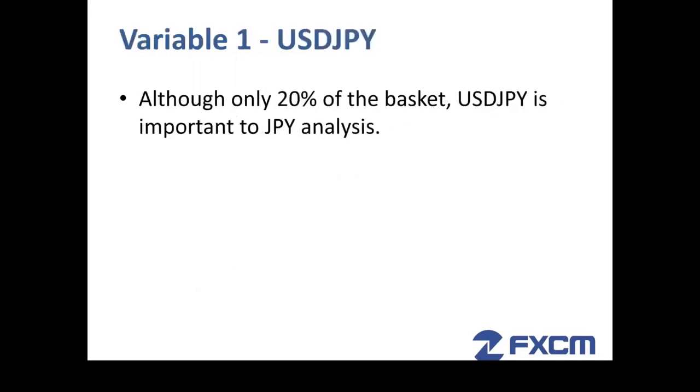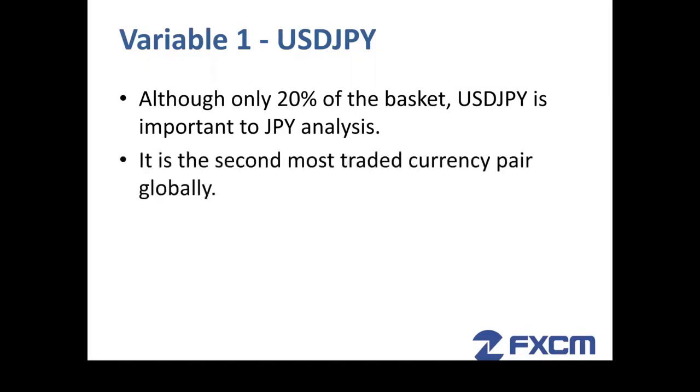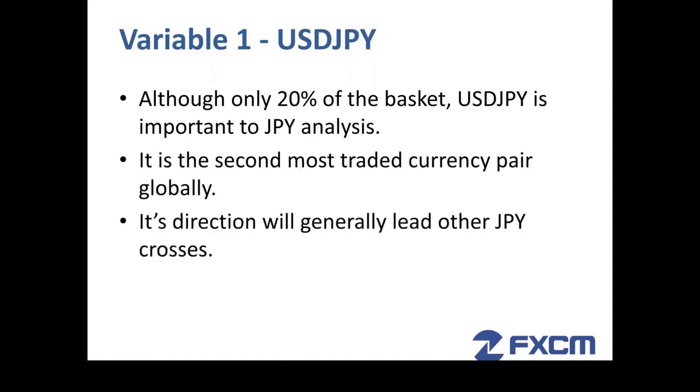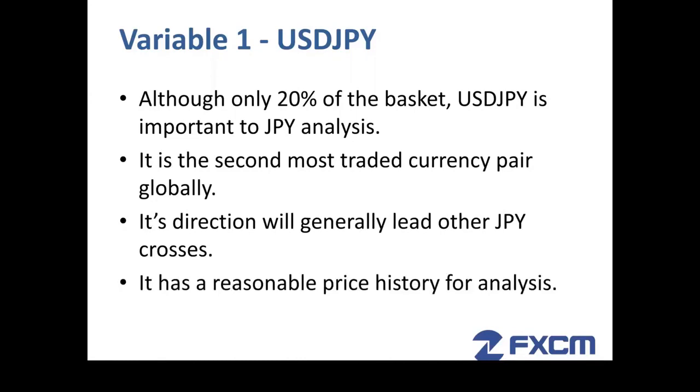Now, there are effectively 3 variables we're going to look at in this presentation when looking to trade the Japanese yen. The first variable is the US dollar Japanese yen. Although it's only 20% of the basket, the US dollar Japanese yen is important to general Japanese yen analysis. This is because it is the second most traded currency pair in the world, so its direction generally leads the other JPY crosses. Also importantly, it has a decent price history for analysis.